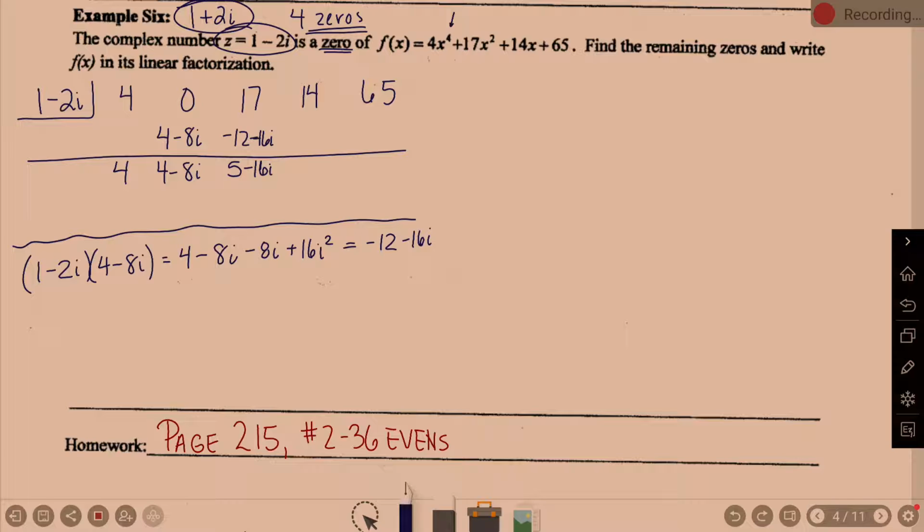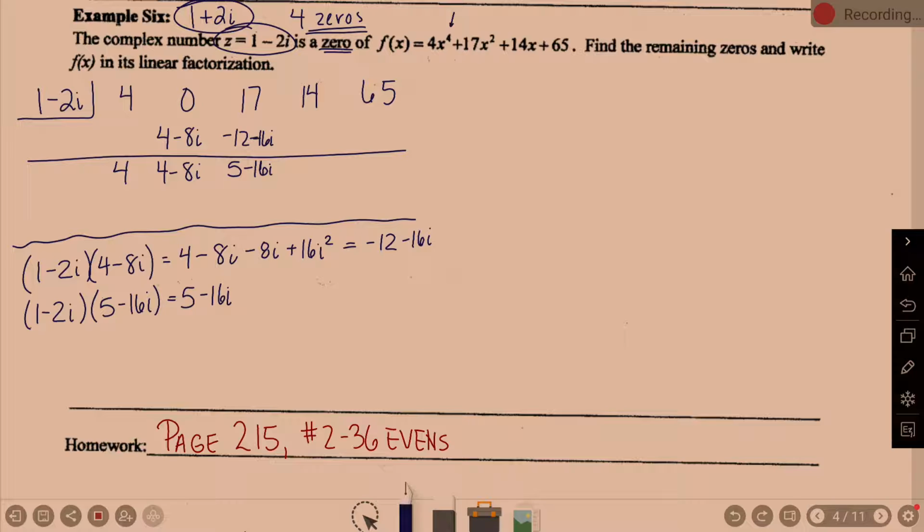Now what? We get to FOIL again, yes? Okay, so I'm going to bring it down here. This time I'm FOILing 1 minus 2i and 5 minus 16i. 1 times 5 is 5. 1 times minus 16i is minus 16i.